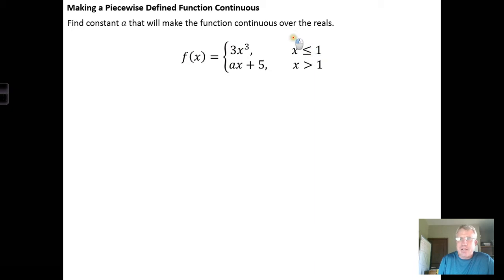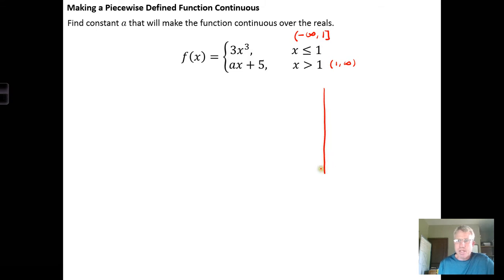So for x less than or equal to 1, we're really saying that the x's can run from negative infinity up to 1 inclusive. And for x greater than 1, we're saying this function takes over on the open interval from 1 to infinity. So if I just thought about drawing this for a minute, this is a cubing function, and it only gets to run up until x equals 1.